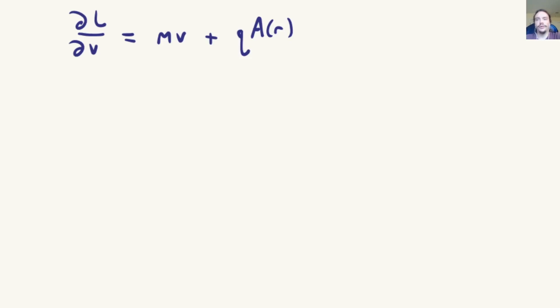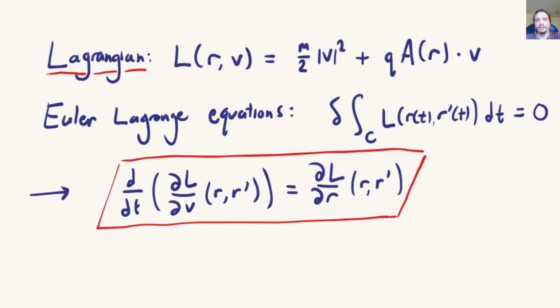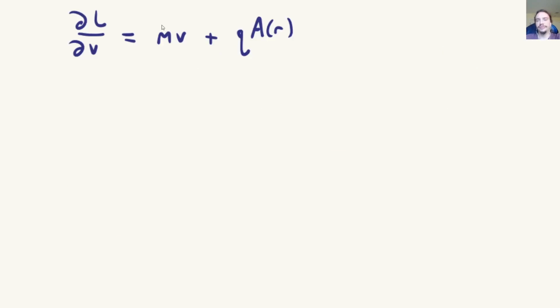First things first, we need to find dL by dv. So L, right here, has a v squared term, and it also has a constant times v term. So when we take dL by dv, we get mv plus q times A of r.